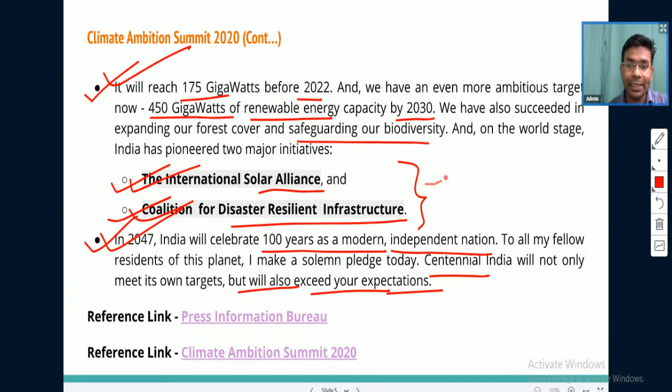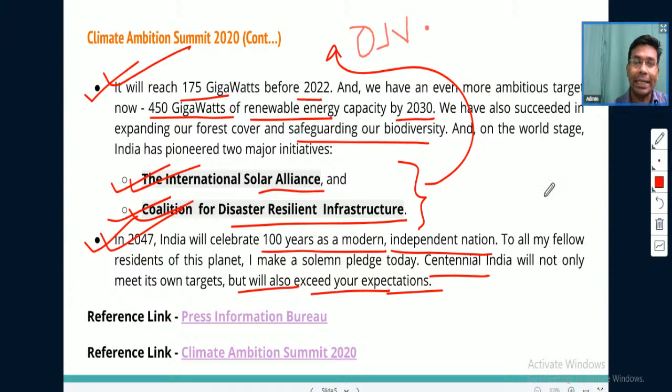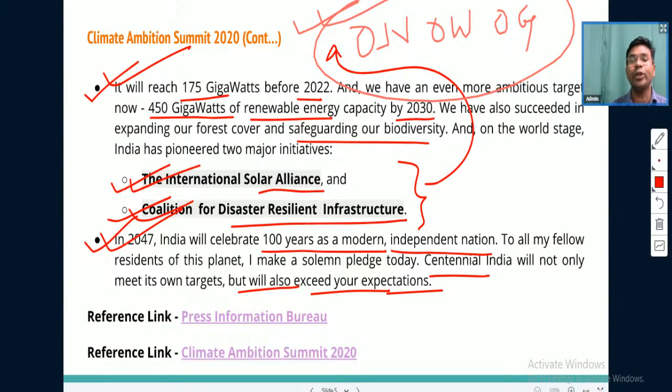Along with this, you also know that the Government of India has mooted the idea of One Sun, One World, One Grid. This is a kind of initiative where the Government of India is trying to partner with all the countries in the tropical regions as well as subtropical regions, so that we can collectively harness the potential of solar energy. One Sun, One World, One Grid. This is an initiative.